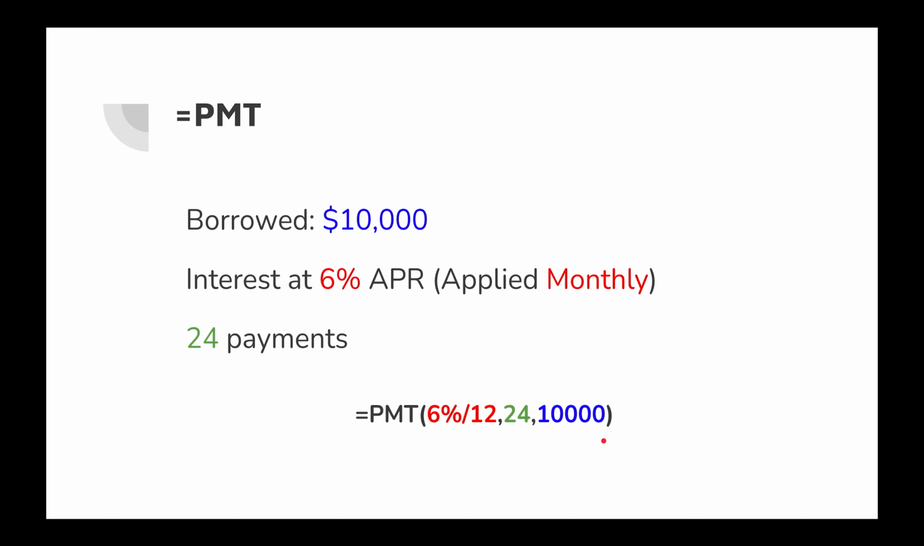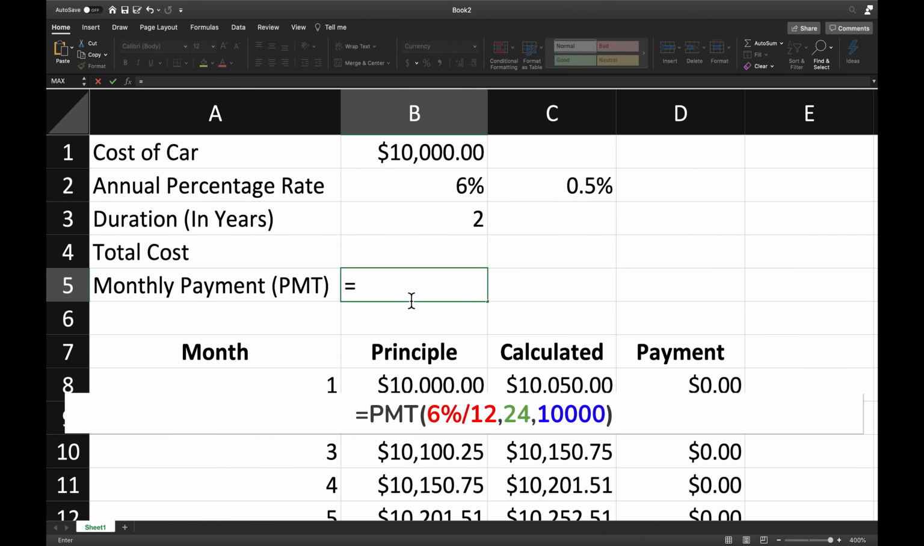Now, let's plug it in. Equal PMT, open parentheses, rate is 6% divided by 12. Since we already have 6% here, let's reference it. You should always reference as much as you can. In case you get a better rate, you can just change 6% here into something else and everything under it updates.